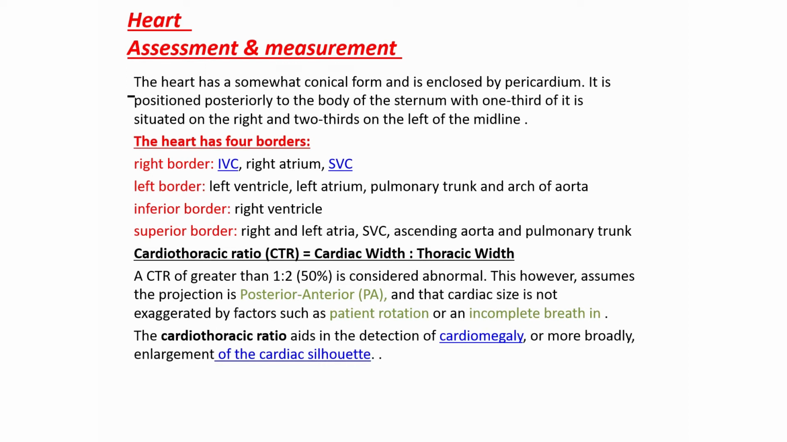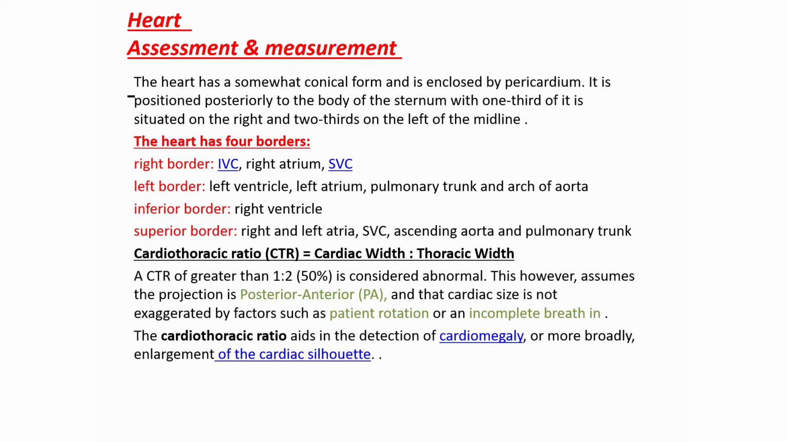If it is 50% or more, it's abnormal in adults, while in pediatrics, it may reach up to 60% to be normal. So, if it is 50% or more, it's considered abnormal.